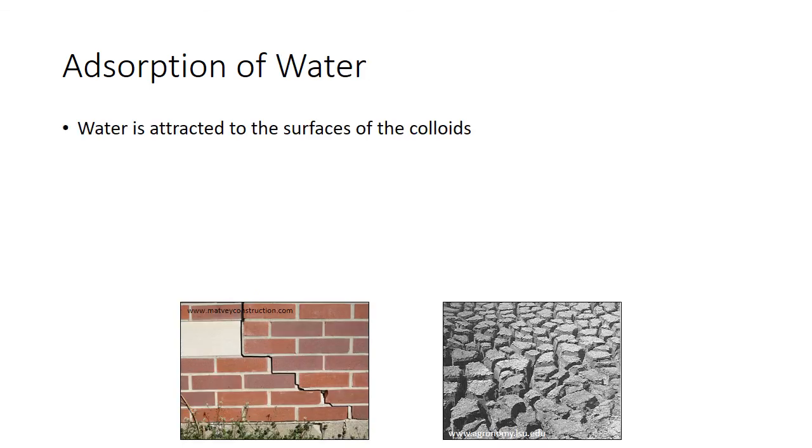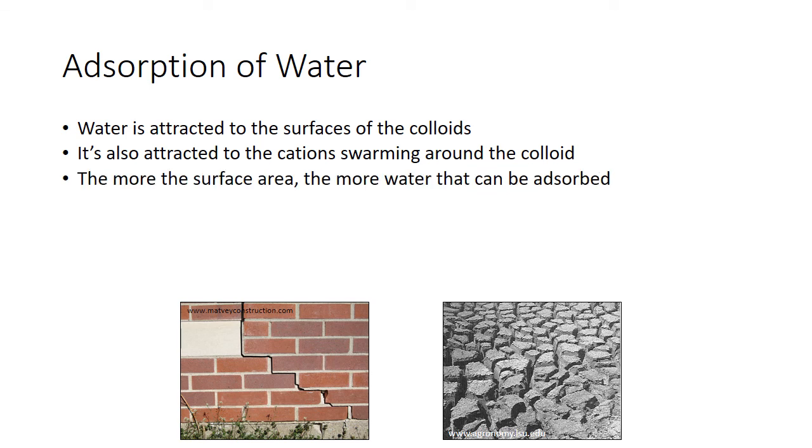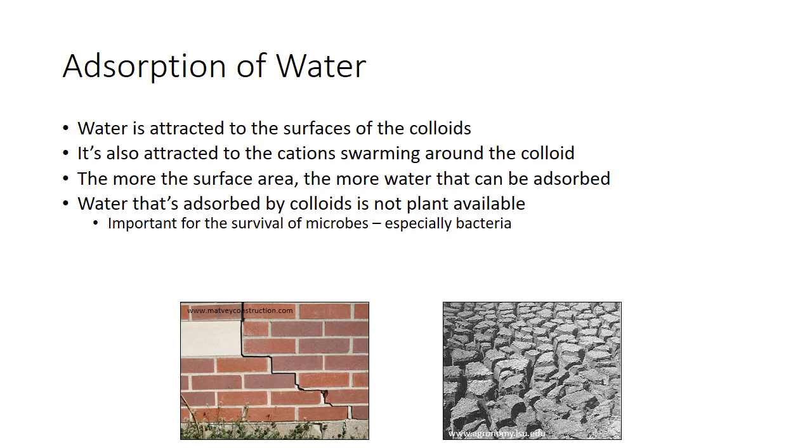Now these colloids can absorb water, and they do that because the water is attracted to those surfaces. So we have the absorption or adhesion of water onto those surfaces, and so we have what we call matrix potential, so the attraction of water to those surfaces. And these water molecules are also attracted to the cations that are swarming around the colloid. Generally, the more surface area that we have, the more water that is absorbed by the soil.